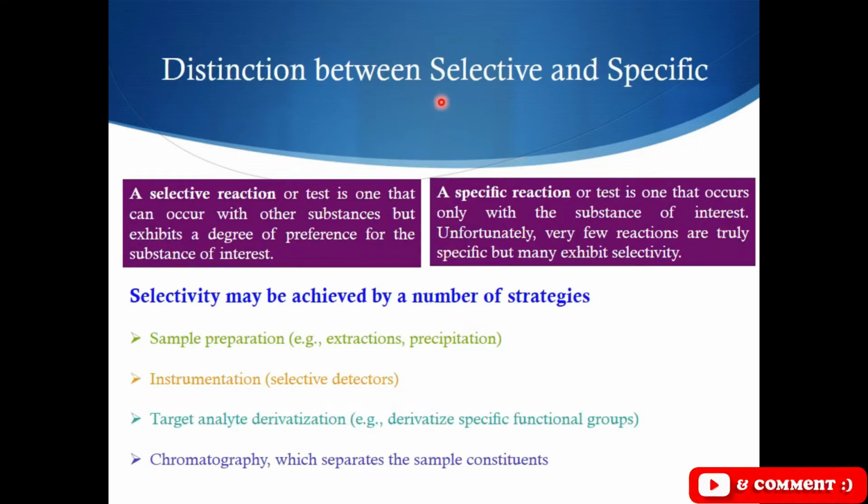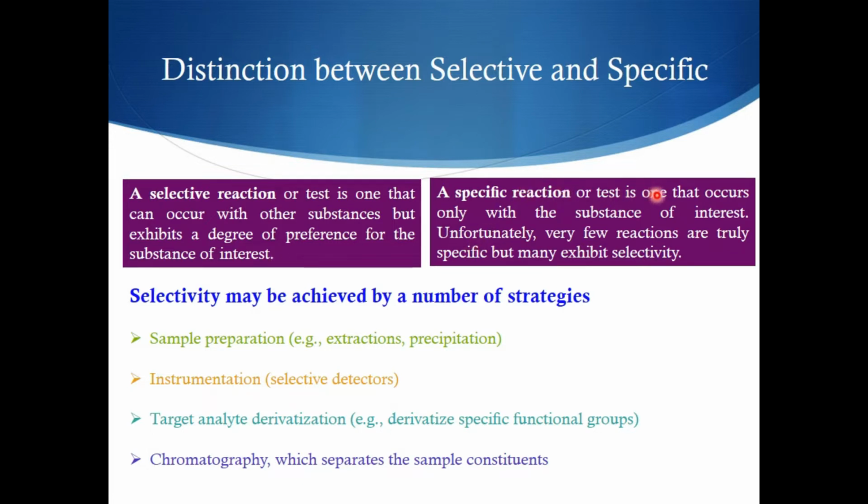There are two important terms, selective and specific. So we must be clear about these two terms, what is selective and what is specific. A selective reaction or test is the one that can occur with other substances but exhibits a degree of preference for the substance of interest. So it can react with many substances, but it exhibits a degree of preference for the substance of interest. But with one substance, it can give you better results.